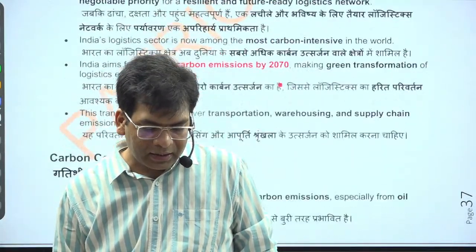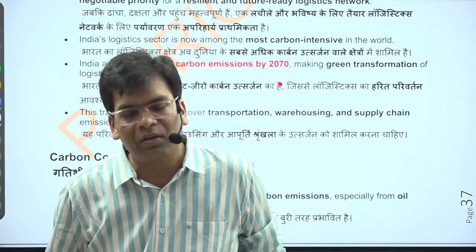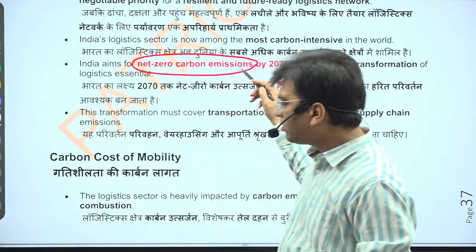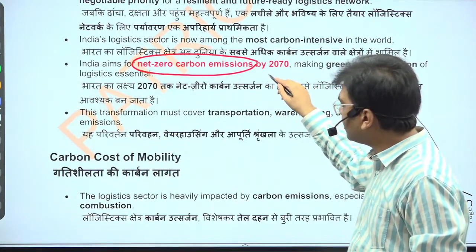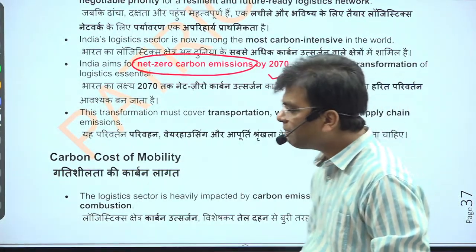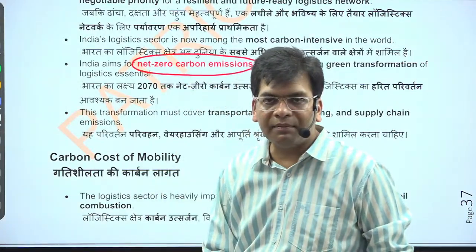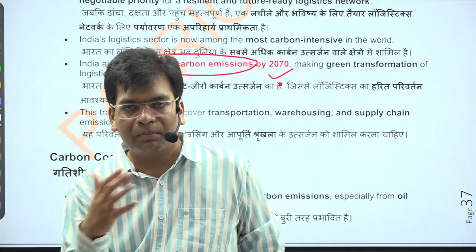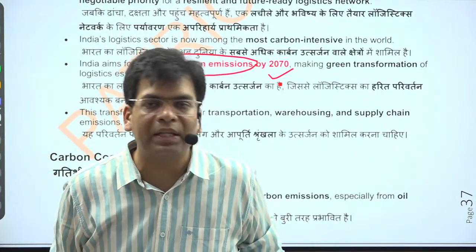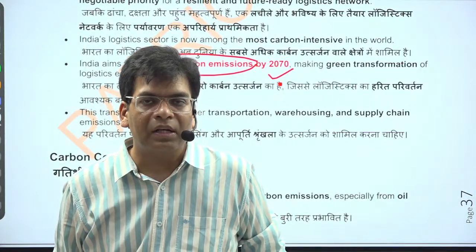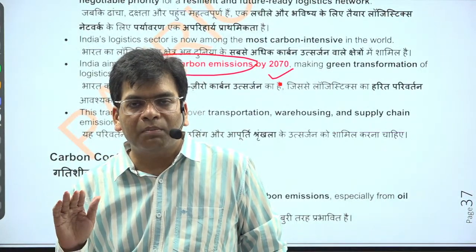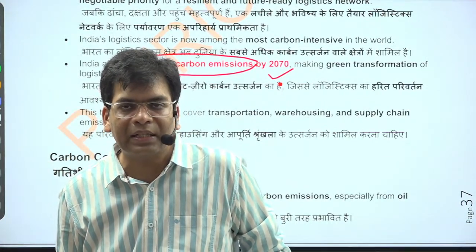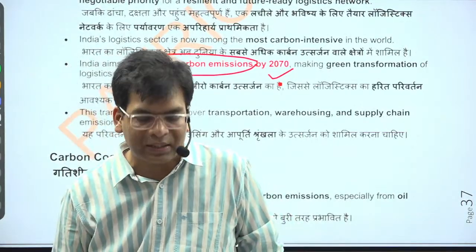You should also know that India wants to achieve net zero carbon emission. So we are aiming to achieve this net zero carbon emission by 2070. So please remember, what is meant by net zero carbon emission? It means that whatever carbon we are absorbing in different ways, like afforestation or other methods, this quantity should not be less than the carbon we are emitting. So this is net zero carbon emission. I hope this is clear to you.